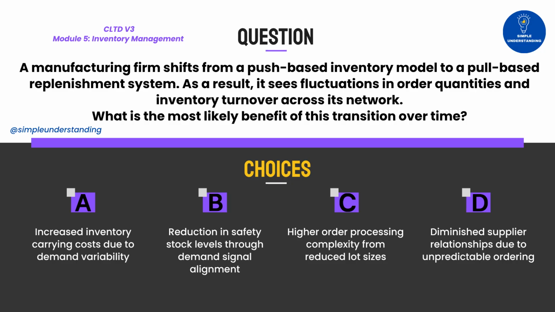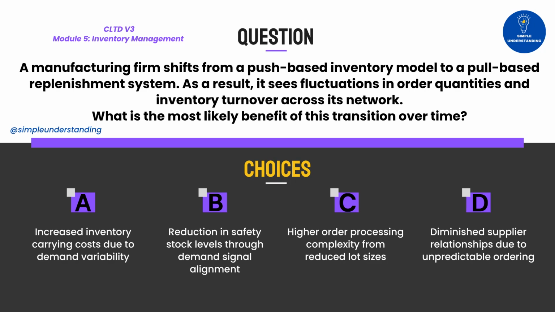Question 2. A manufacturing firm shifts from a push-based inventory model to a pull-based replenishment system. As a result, it sees fluctuations in order quantities and inventory turnover across its network. What is the most likely benefit of this transition over time? A. Increased inventory carrying costs due to demand variability. B. Reduction in safety stock levels through demand signal alignment. C. Higher order processing complexity from reduced lot sizes. D. Diminished supplier relationships due to unpredictable ordering.